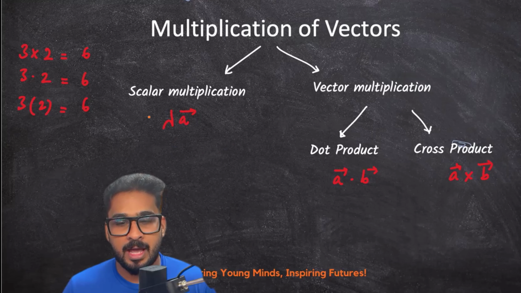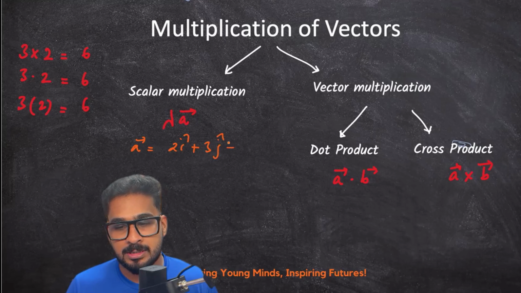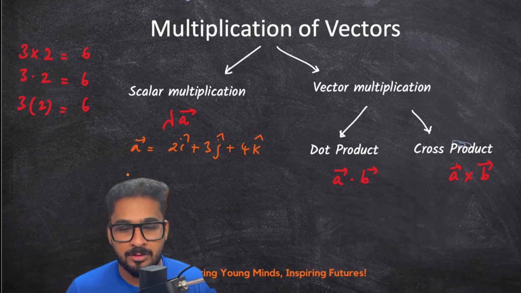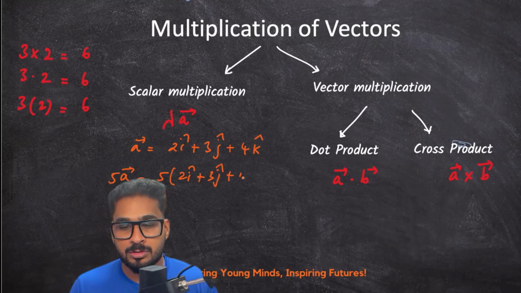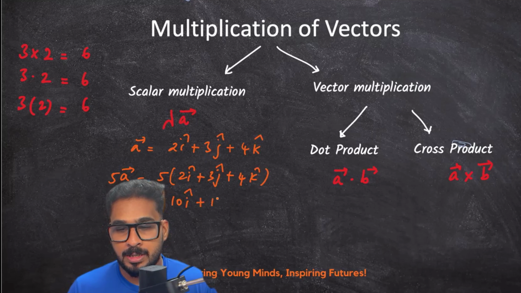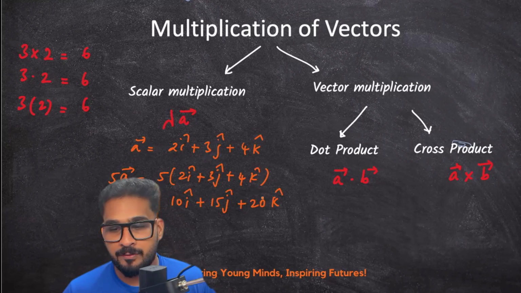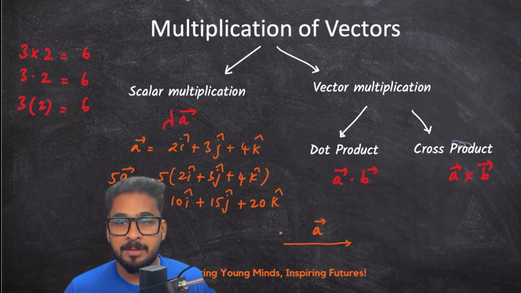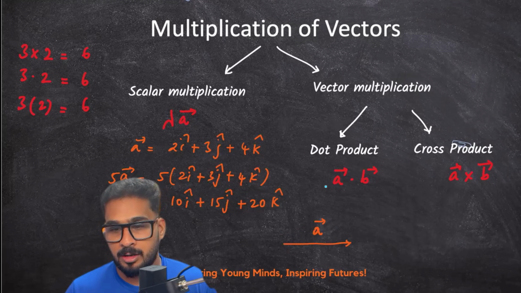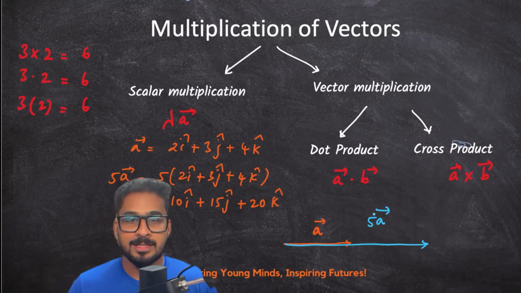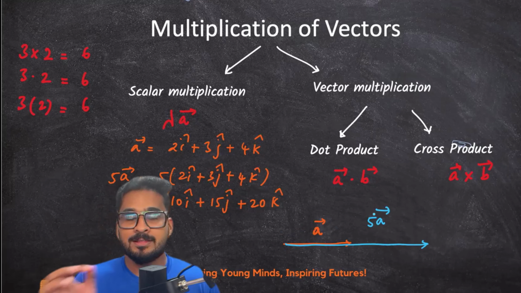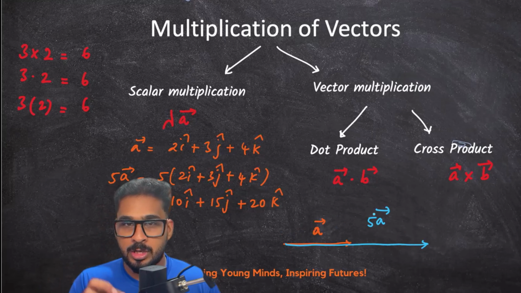For example, if I have a vector a bar equal to 2i cap plus 3j cap plus 4k cap, and I write 5a bar, that means I am multiplying 5 with all the values, which becomes 10i cap plus 15j cap plus 20k cap. So if a vector is like this, it multiplies the vector 5 times in magnitude. That means the new vector becomes 5a bar. This is called scalar multiplication. No symbol is used to denote this multiplication.